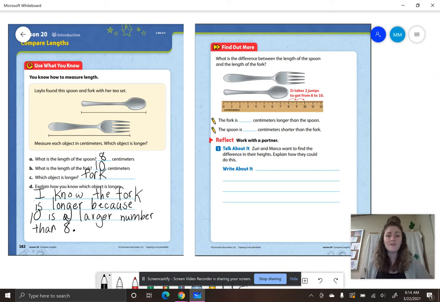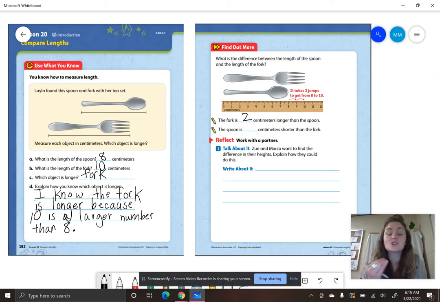They have lined up the fork and the spoon with a centimeter ruler. We know that the fork is longer, but how many centimeters longer is the fork? So look at your centimeter ruler on here. We know that the shortest is the spoon, and it is 8. How many centimeters more is the fork? How many jumps did they do? 2. So the fork is 2 centimeters longer than the spoon.